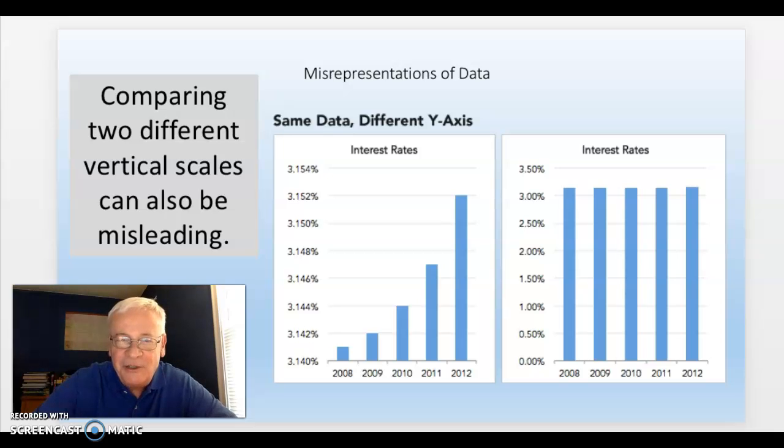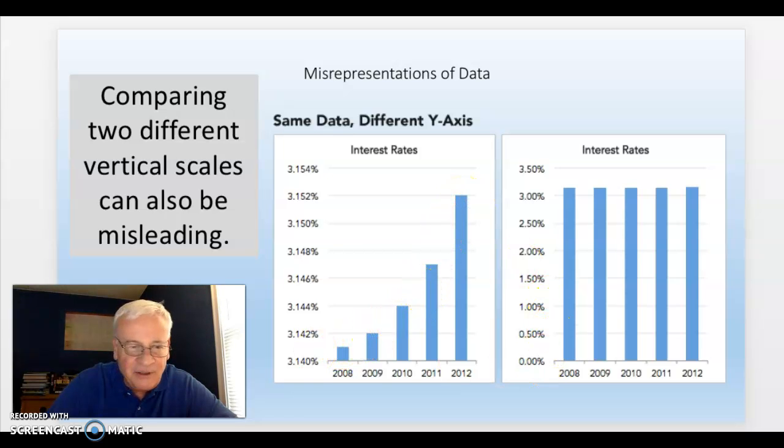Guys, also comparing two different vertical scales can sometimes be misleading. Again, these are two different vertical scales here. This is a very tight scale on the left here. It goes from 3.140 to 3.154. All right, so the data appears very spread out. And this one again goes to 0. It goes all the way up to 3.5. Again, this is the same data. Interest rates are almost unchanged. But this first display makes it look like there's a large change in the interest rate.